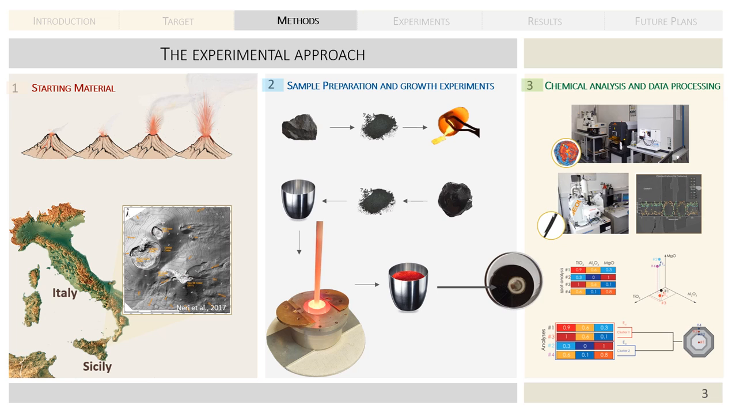For this purpose, we are growing experimentally zoned crystals under well-known conditions. Natural samples from the 2002-2003 eruption of Mount Etna are used as a starting material in this study. Mount Etna is an active volcano located on eastern Sicily in Italy, and it represents a perfect candidate for our goal. Indeed, Mount Etna shows both a wide range of eruptive behaviors, from effusive activity up to violent explosive eruptions, and also shows important geochemical variation in time.